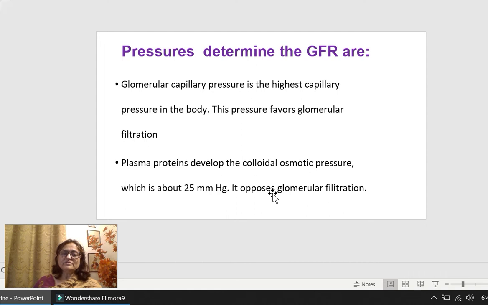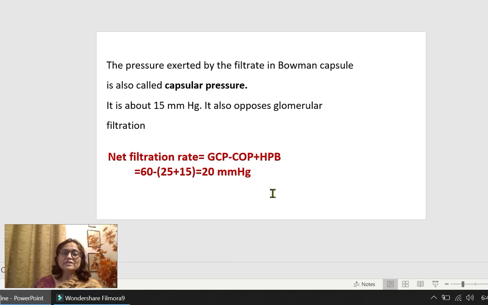The pressures which determine the GFR are glomerular capillary pressure and colloidal osmotic pressure of proteins. Colloidal proteins also determine the GFR, and it is approximately 25 mm of Hg, and definitely it will oppose the GFR. The pressure exerted by the filter membrane in Bowman's capsule, which is known as capsular pressure, is approximately 15 mm of Hg in a normal person. It also opposes the glomerular filtration rate.